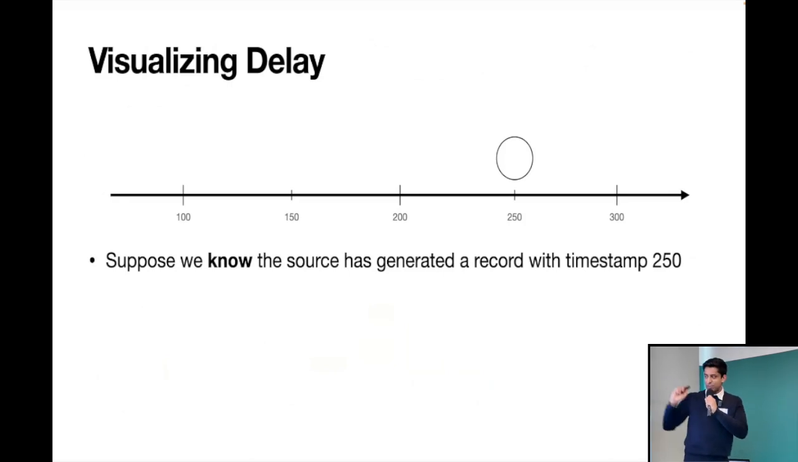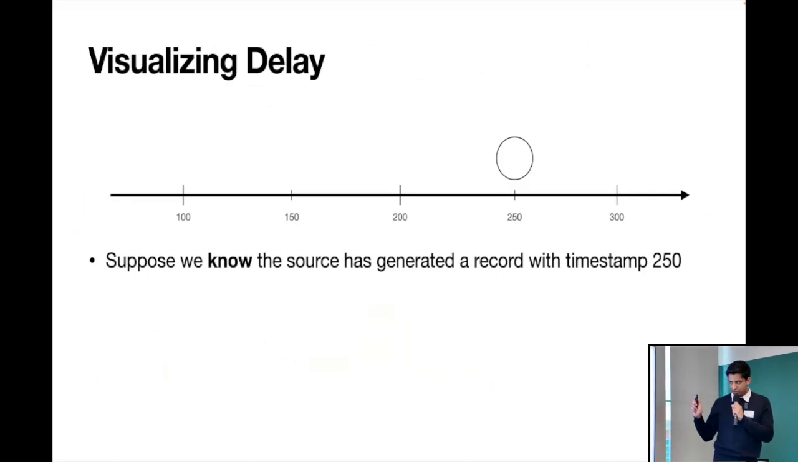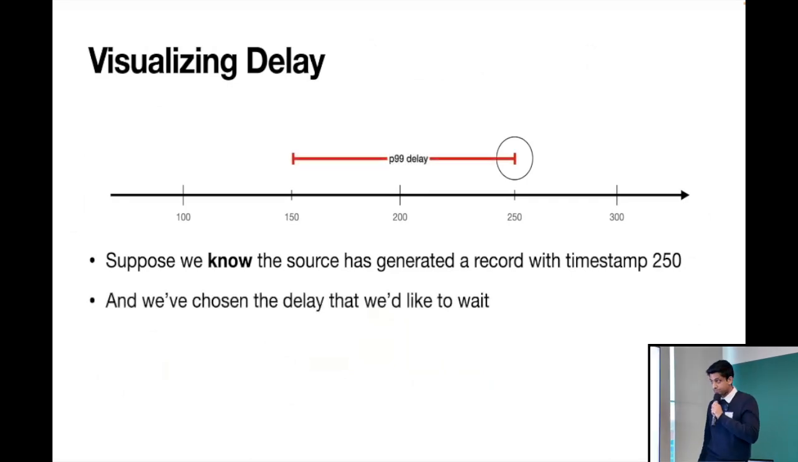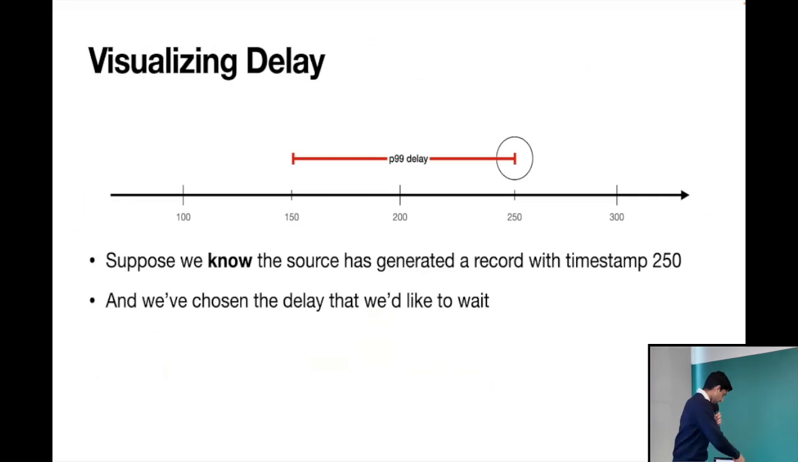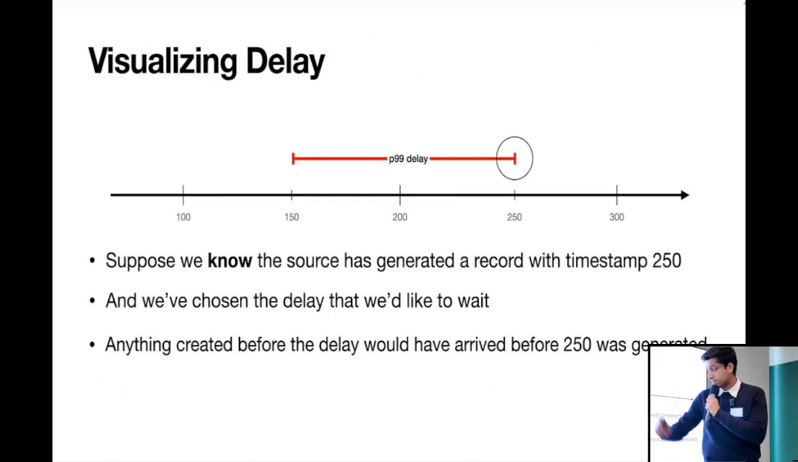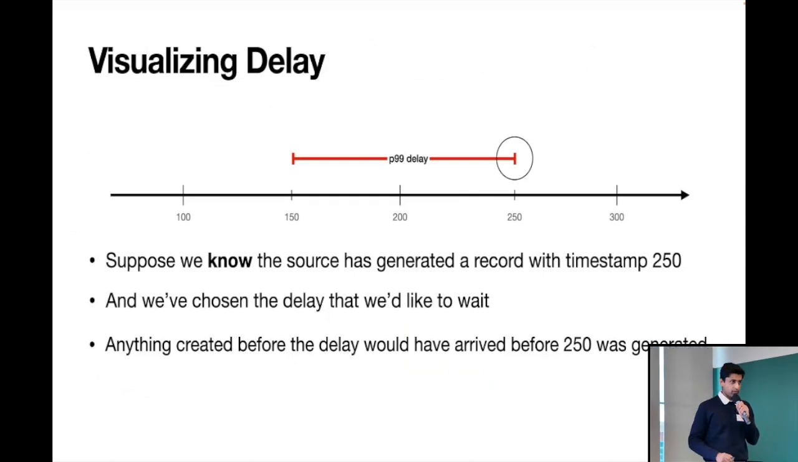If we know that the source has generated a record with timestamp 250, our goal now is to figure out the timestamp before which we no longer receive records. Is there a time before which we can say we're done, no more records? So we'll put on the delay that we choose. We'll choose the 99th percentile.